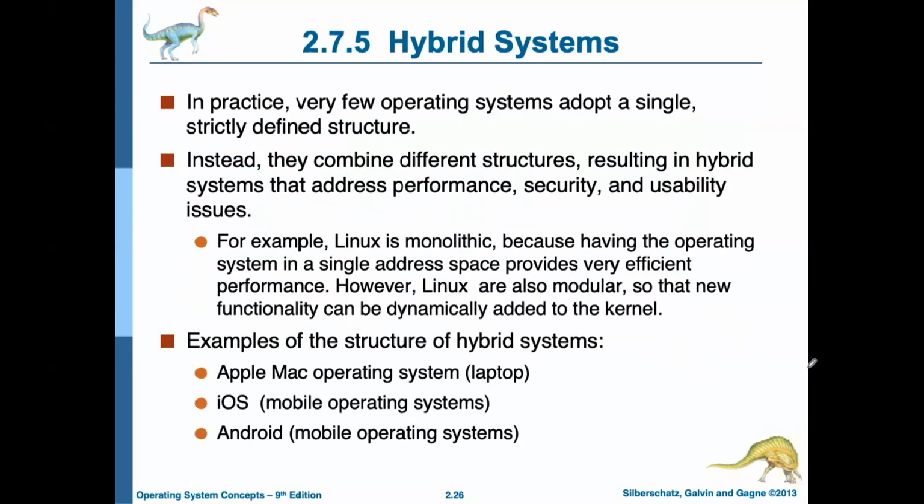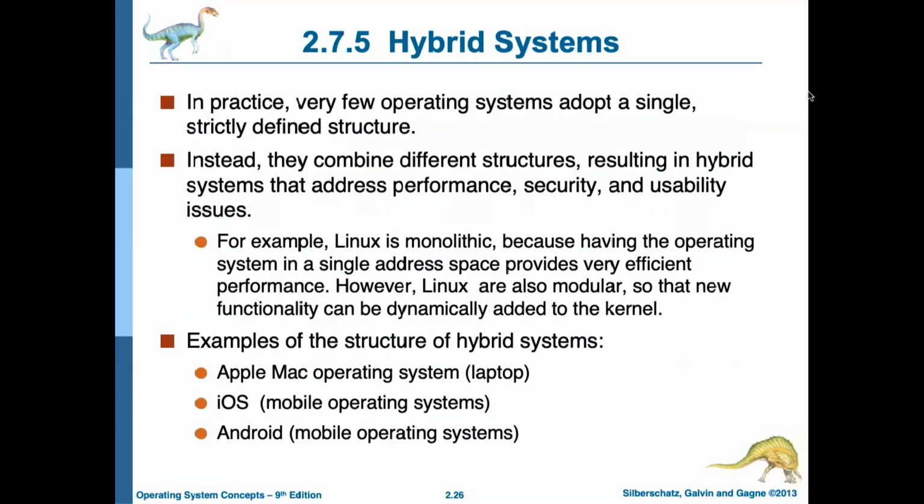Hybrid system. In practice, very few operating systems adopt a single, strictly defined structure. Instead, they combine different structures, resulting in hybrid systems that address performance, security, and usability issues. For example, Linux is monolithic, because having the operating system in a single address space provides very efficient performance. However, Linux is also modular, so that new functionality can be dynamically added to the kernel.